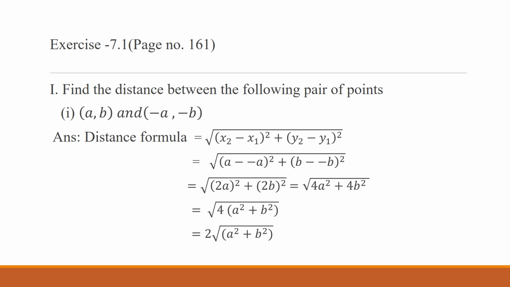A minus negative a, when we change the sign, it will become a plus a, which is 2a. So our answer will be square root of (2a) whole square plus (2b) whole square, which is equal to square root of 4a square plus 4b square. Taking 4 as common, our answer will be square root of 4 into (a square plus b square). The final answer is 2 into square root of a square plus b square.